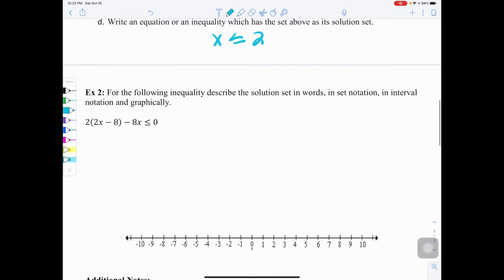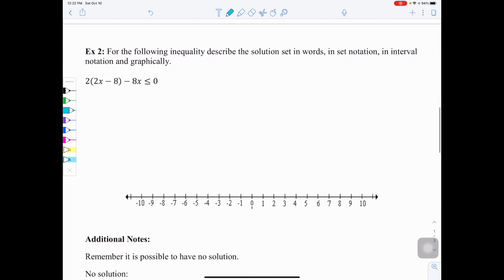So now in example 2, we're going to add in our solving that we've done in previous lessons. I want to look at this, and we are going to go ahead and write it in words, set notation, interval notation, and graphically. So this time we have 4 things we need to do: in words, set notation, interval notation, and graphically.